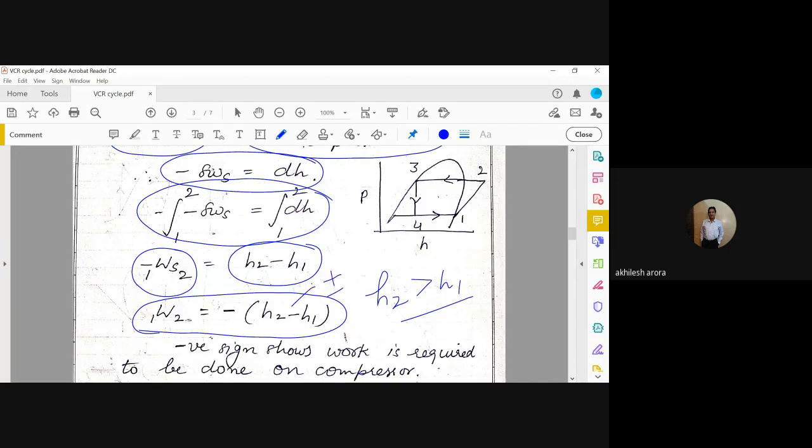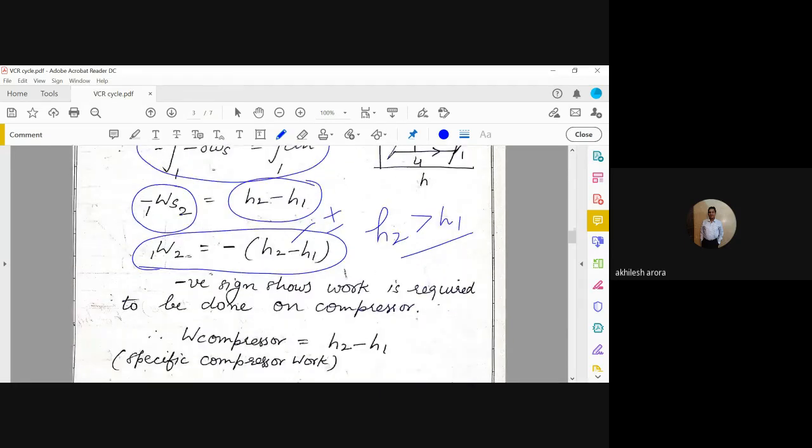And we have a negative sign outside. So it shows that work is required to be done on the compressor. The negative sign shows work is required to be done on the compressor. So I can also write W compressor is equal to H2 minus H1. This W compressor is nothing but the specific compressor work, also written as WC.